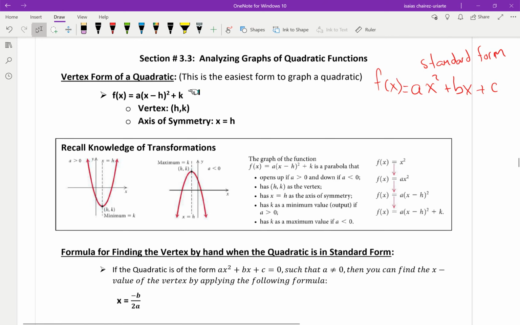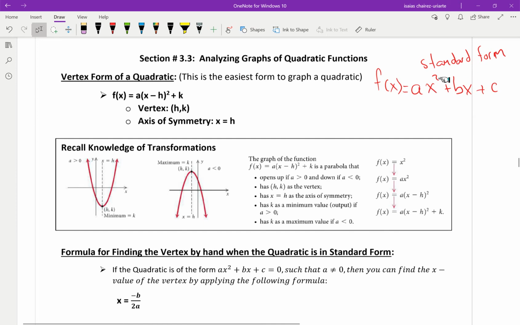The vertex form goes something like this: a times (x minus h) squared plus k. And it turns out that the point (h, k) is the vertex of your parabola. So the vertex of a parabola, first of all, the graphs of quadratics are called parabolas, which are these little U-shaped curves. Either the smallest point, the relative minimum, or the relative maximum, that's what we are referring to as a vertex.